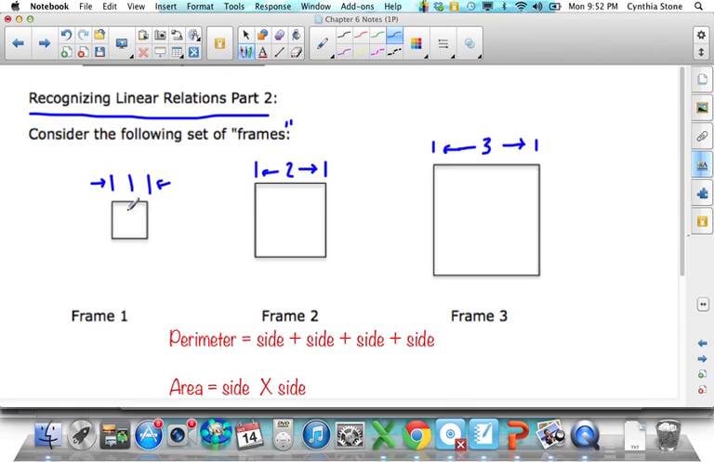Really, it's just a square, and every side is equal. In this one, this frame has a side length of 1, and that could be 1 centimeter, 1 meter. We're just going to call it 1. This one is a square where every side length is 2. And this third one, frame 3, every side length is 3. So just so you understand basically what we're looking at there.